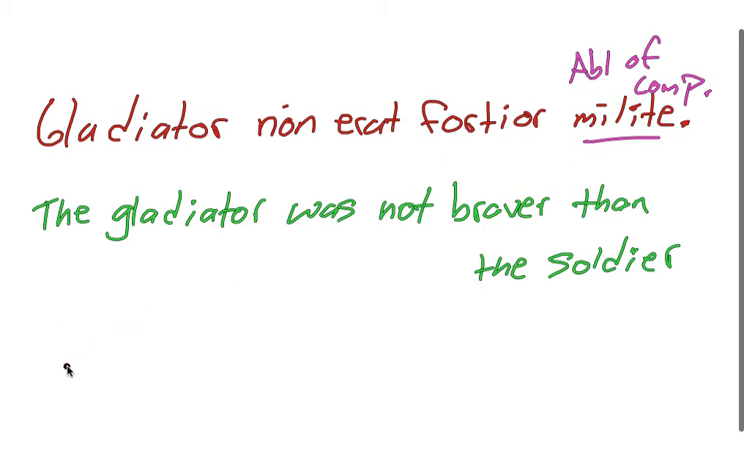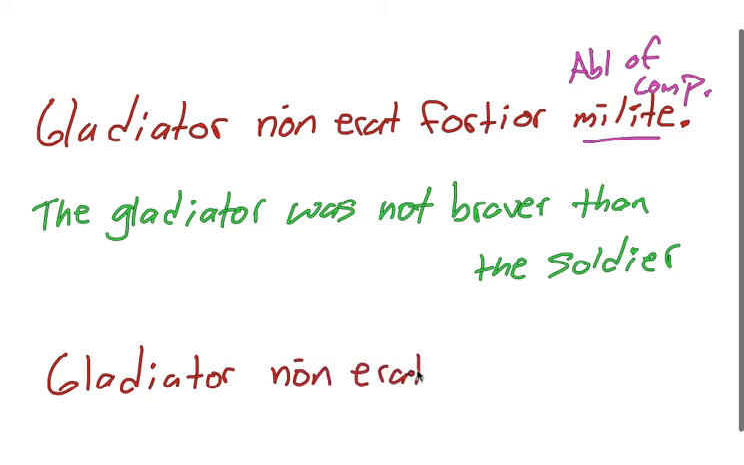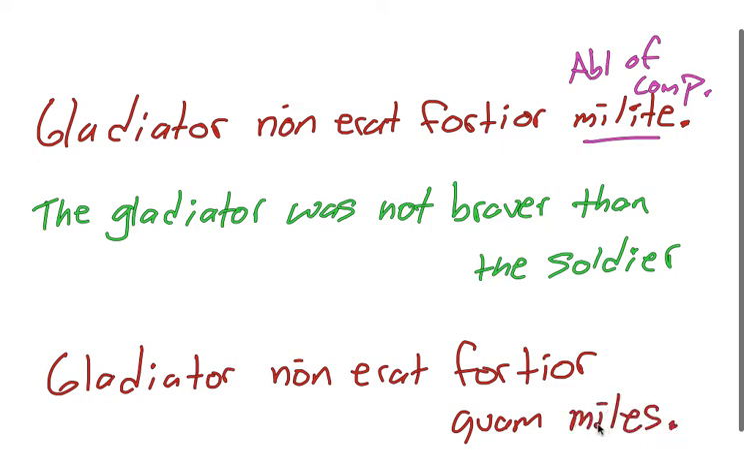All right, I could, of course, rewrite this sentence using quam. I could say, gladiator non erat fortior quam, and since I use quam, now soldier has to be in the nominative because it's being compared with gladiator, so quam miles. Okay, so the two things being compared always have to be in the same case if you use quam. If not, then you can just put the second thing into the ablative of comparison.